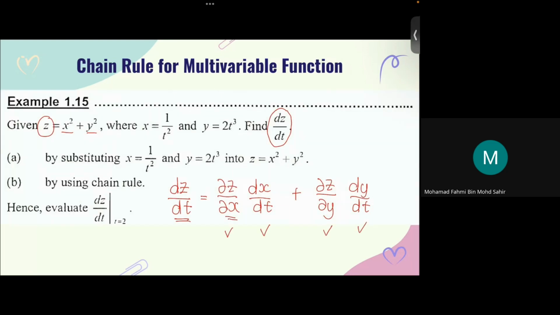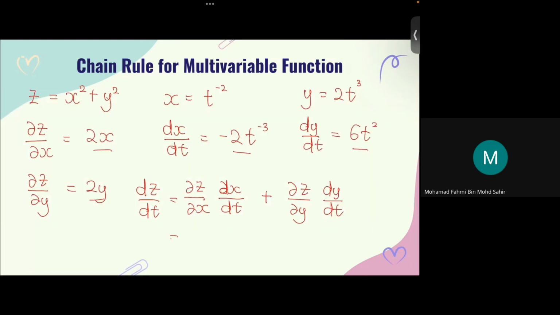Now we're going to replace the terms inside. Del z del x is going to be 2x. dx/dt is negative 2 over t cubed. Then del z del y equals 2y, and the next one is 6t squared. So you have roughly got the answer, but now you have to replace your x and y with t.